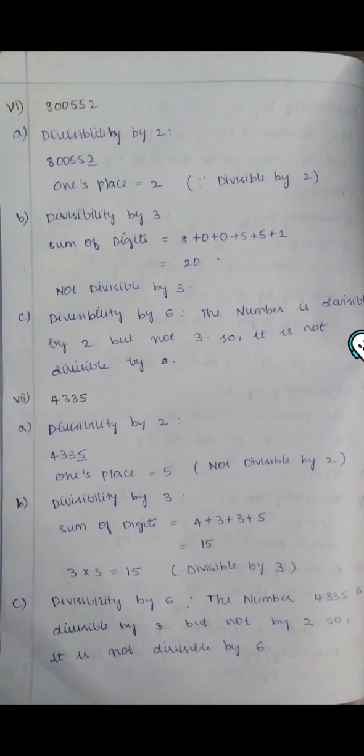And the next bit is 4335, divisibility by 2. Here in this case 4335, the ones place is 5, which is not satisfying either 0, 2, 4, 6 or 8. It is not falling under this condition, so it is not divisible by 2. If we do the sum, we are getting 15, and in the 3 table we get 3 5s are 15, which is divisible by 3. And divisibility by 6, it is not satisfying the condition for divisibility by 2, so it is not divisible by 6.